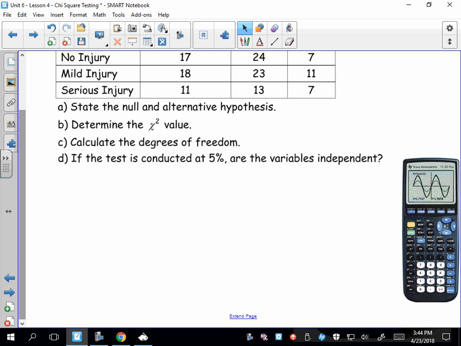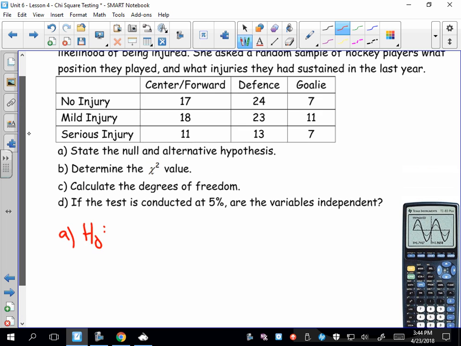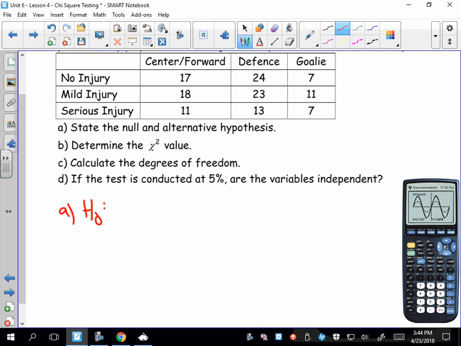So our by hand stuff. We need to write out our hypotheses. Part H0. In this case, we're looking at her positions and their injury. So let's say position and injury, what do we want to call that? Severity, I guess, are independent. They have no relationship.